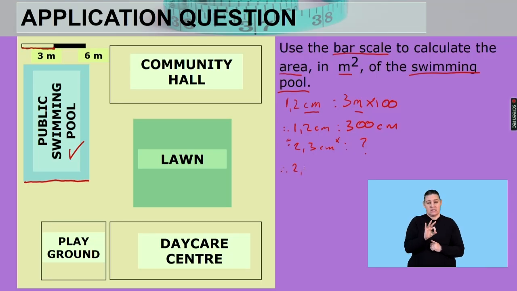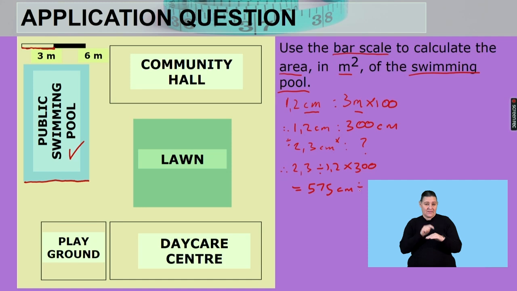Like we've been doing, we're dividing there, we're timesing there. Excellent work. Therefore, 2,3, I'll multiply that by 300 and divide it by 1,2. Let's start with the division first. Division by 1,2, multiply by 300. I get 575 centimeters. Yes, but we know our answer is to be in meters because this is actual length. So divide that by 100, and my answer now is 5,75 meters. Excellent. We've now worked out the length of the swimming pool.